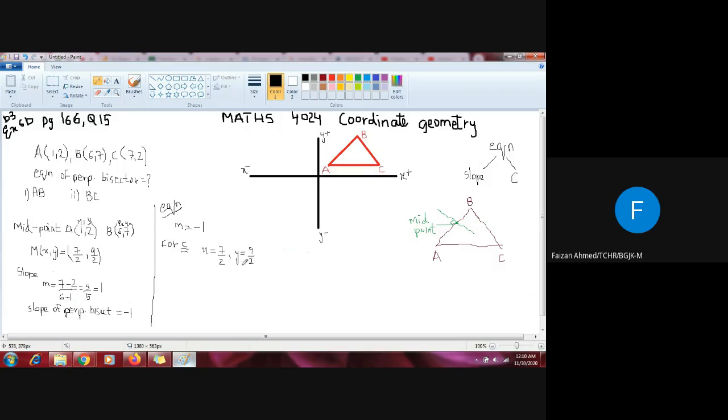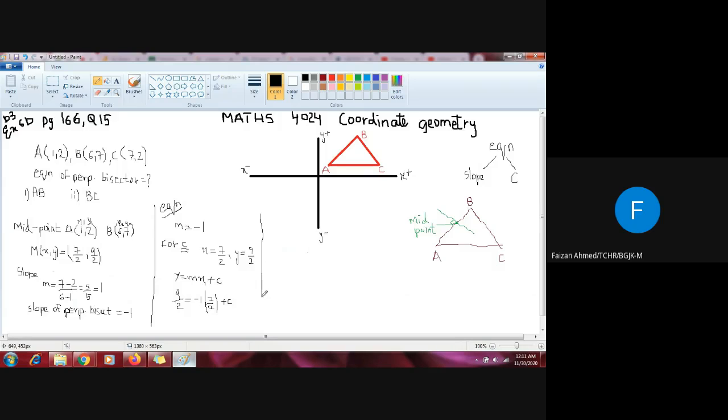So I know the general form of the equation, that is y is equal to mx plus c, and I have to find the value of c. So I have to plug in the values of m, x and y. The value of y is 9 upon 2, my slope is minus 1, and the value of x is 7 upon 2, plus c. In order to find the value of c, I have to shift this 7 upon 2 to the other side. This is the negative 7 upon 2. When it goes to the other side, it will become positive.